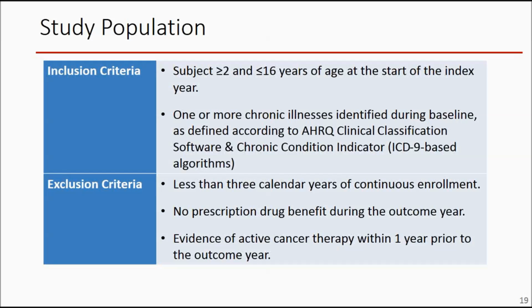Exclusion criteria: less than 3 calendar years of continuous enrollment, no prescription drug benefit, or evidence of active cancer therapy within 1 year prior to their outcome year. The idea being kids who are in cancer treatment are a fundamentally different population. They're receiving care, and their interactions with the healthcare system are very different than the general pediatric population.